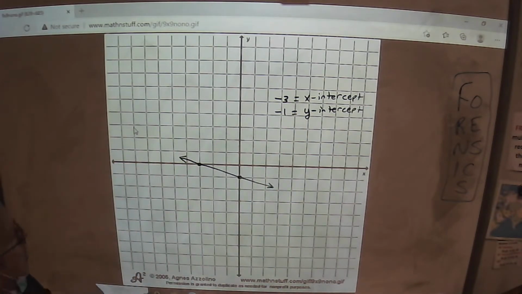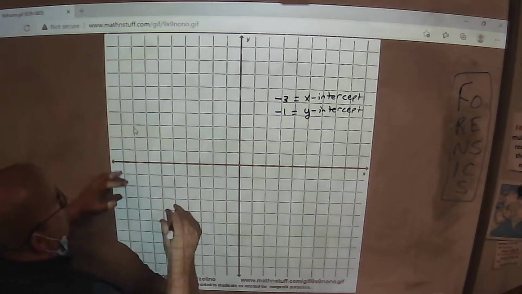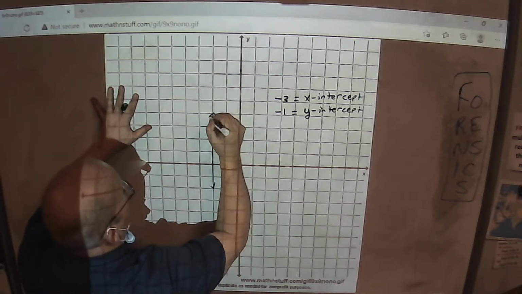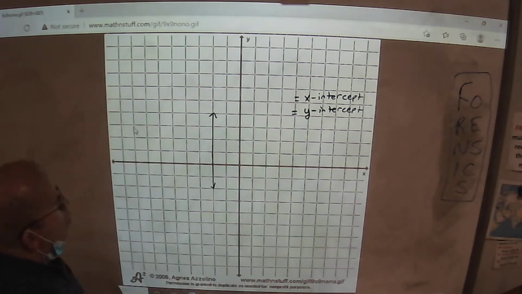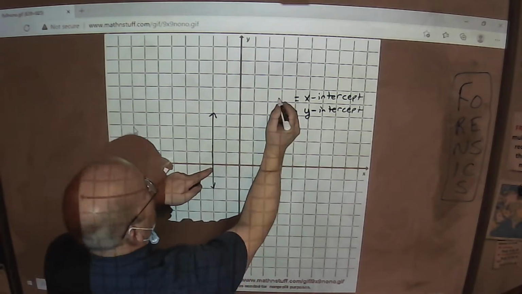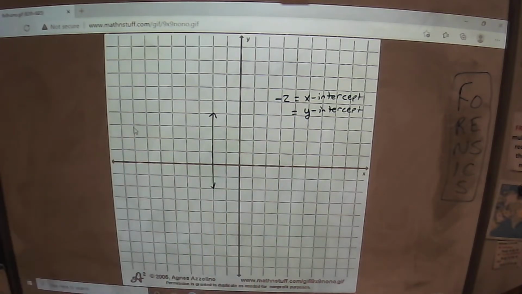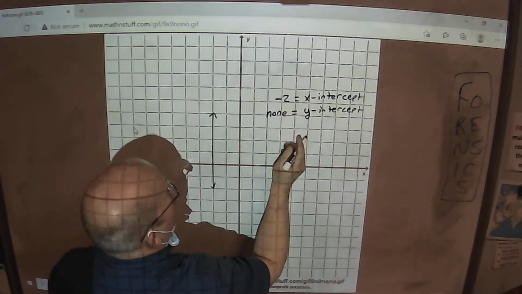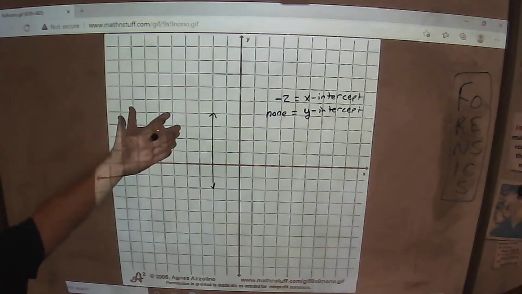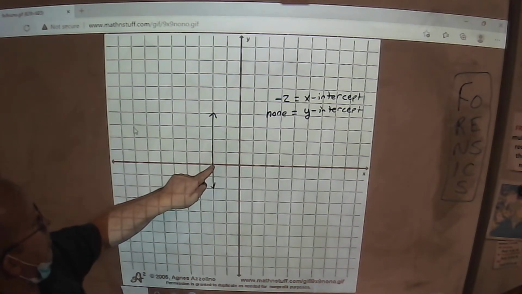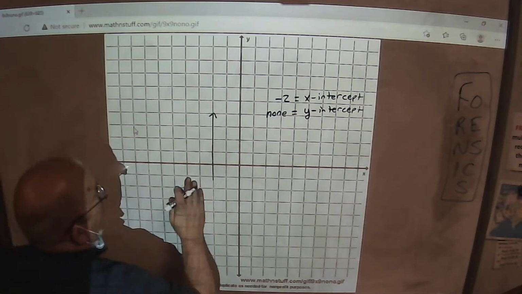Okay. Now, what about some strange ones? What if it's a line that goes like this? Where does it cross the x-axis? It crosses at -2. Where does it cross the y-axis? It doesn't. So the answer to that part is none. There is no y-intercept in this particular case. There is an x-intercept, -2, but there is no y-intercept.